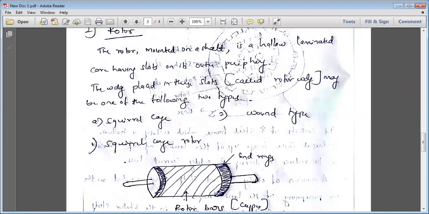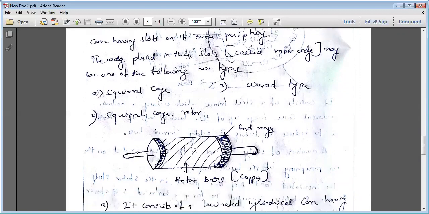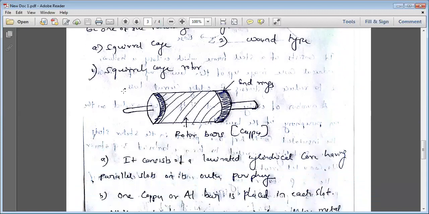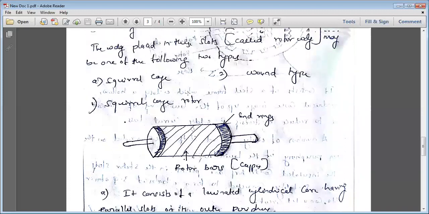This type is also called slip ring induction motor, where slip rings are used in this type of rotor, whereas the slip rings are not used in the other case. Let us discuss the first one, the squirrel cage induction motor or squirrel cage rotor. The stator remains the same for both squirrel cage as well as wound type. Remember, the stator is the stationary part. The same stator can be used for both, but the rotor used inside the stator may be different.